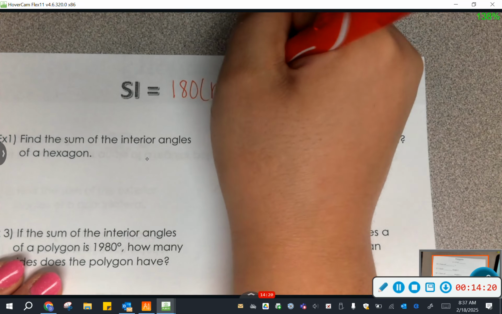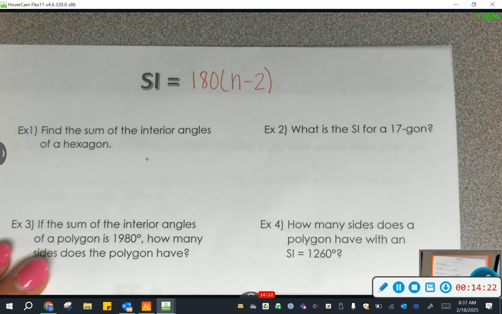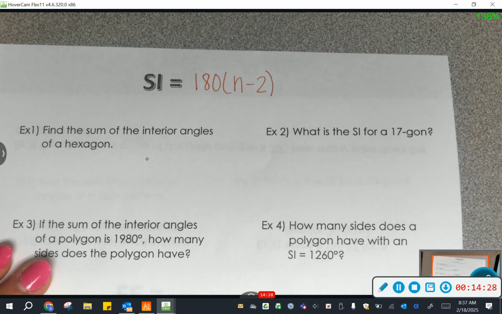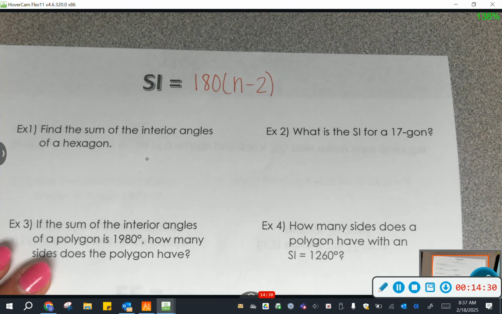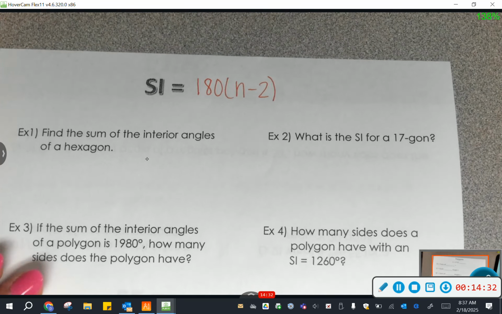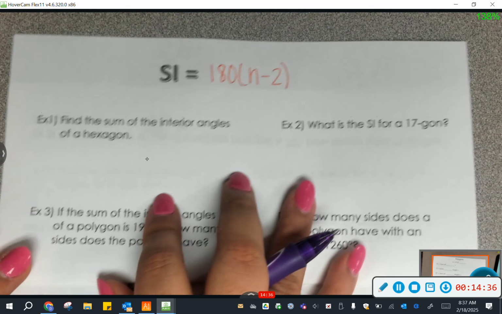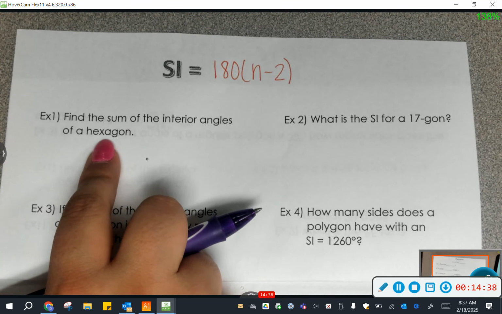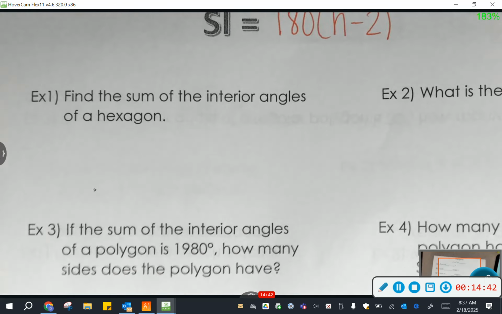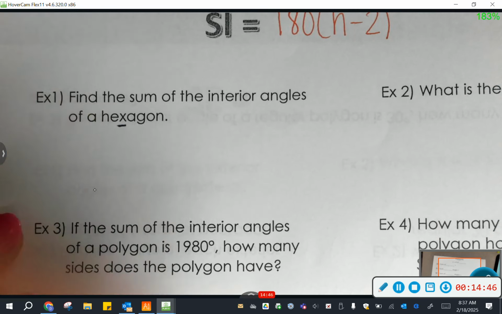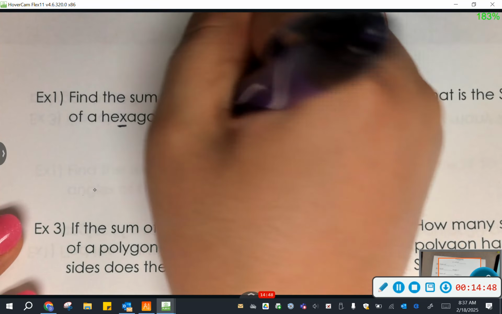All right, what was my formula for SI we just wrote down? So we're going to write it again, so we just have it again. 180 times n minus 2. All righty. So it says find the sum of the interior angles of a hexagon. A hexagon has how many sides? Hexagon, do you see how it has X? What number has X in it? So this is n equals 6.